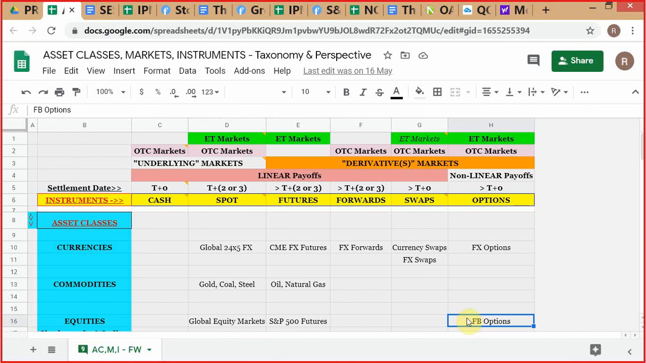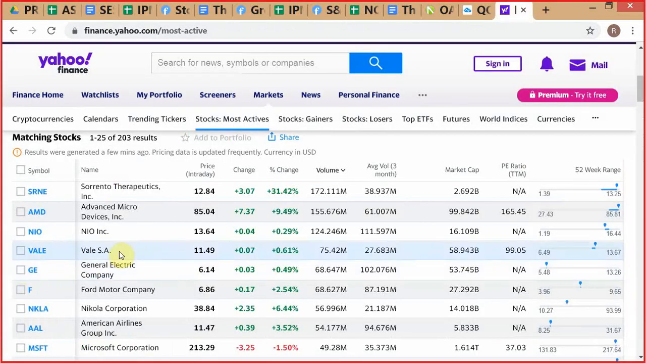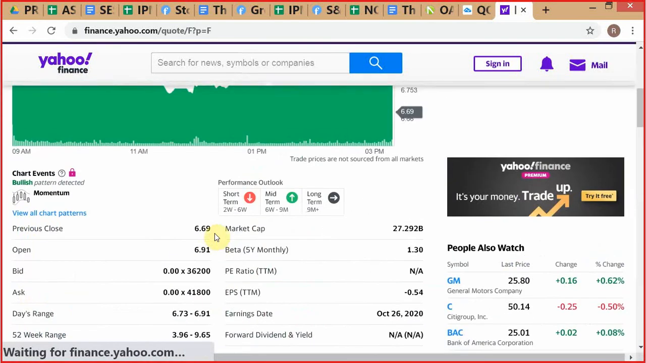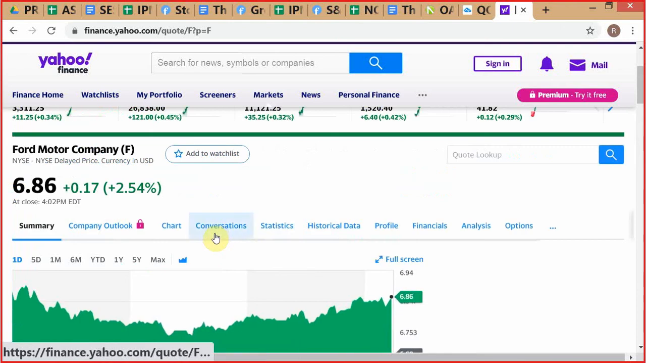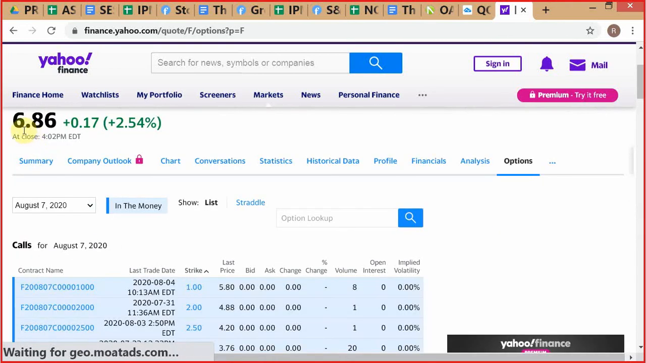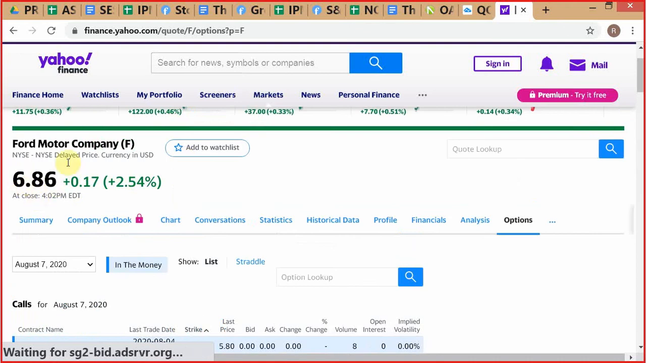I just gave the example of FB options, which is an example of a market, Facebook options, right? If you choose any company, say you choose the stock of Ford Motor here, and you go to Yahoo Finance, one of the alternatives given to you under Ford Motor Company is the options of Ford Motor Company. So this 6.86 is the spot price for one common stock of Ford Motor.